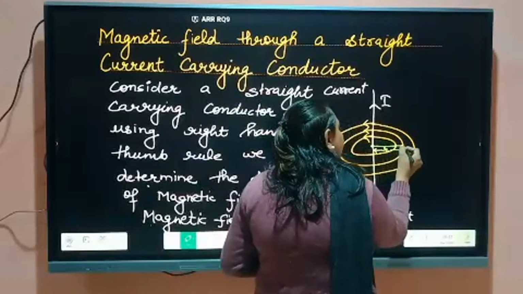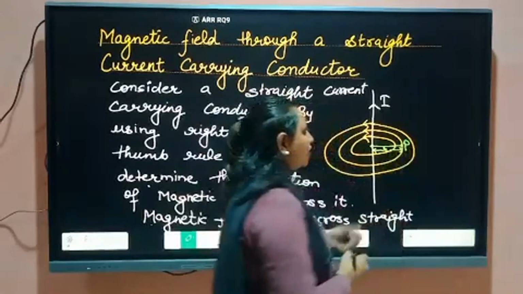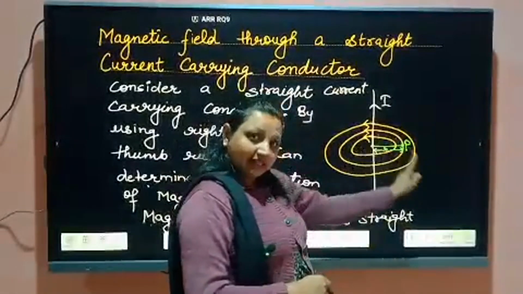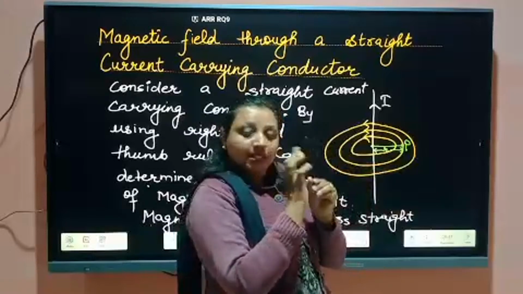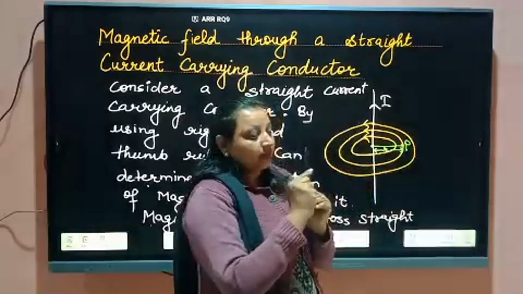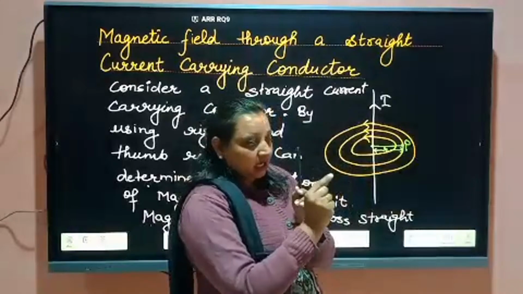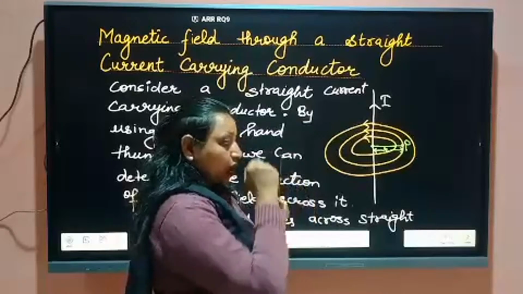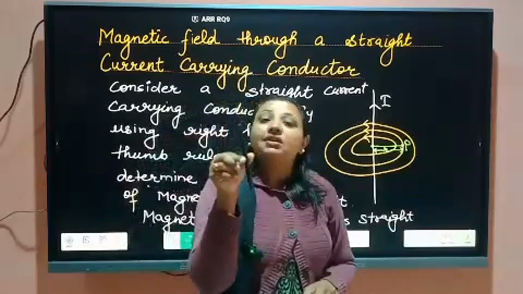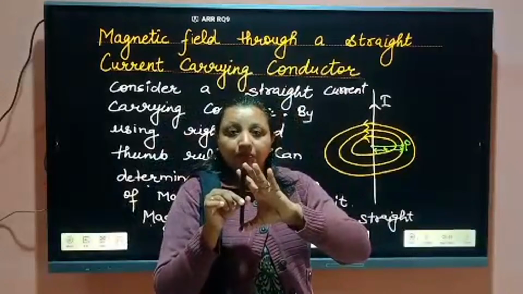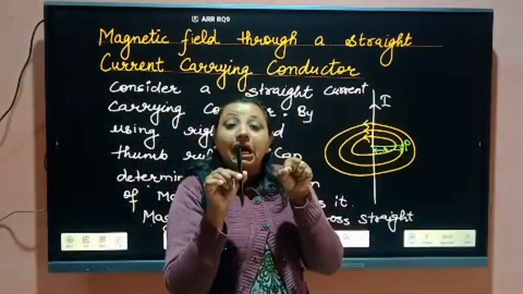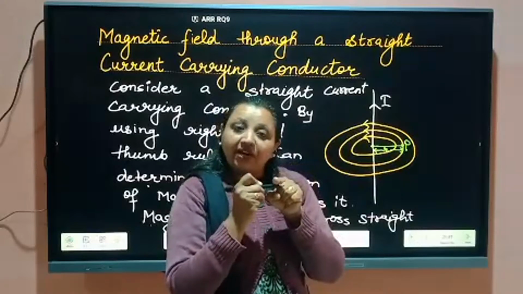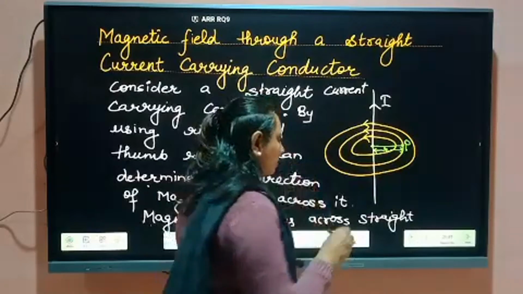This is the middle. I took a point P, which is R distance apart from a straight current carrying conductor. Suppose this is the current carrying conductor, and here is the point P. So we have to find the magnetic field at point P due to this current carrying conductor, that is, its magnitude at R distance away.